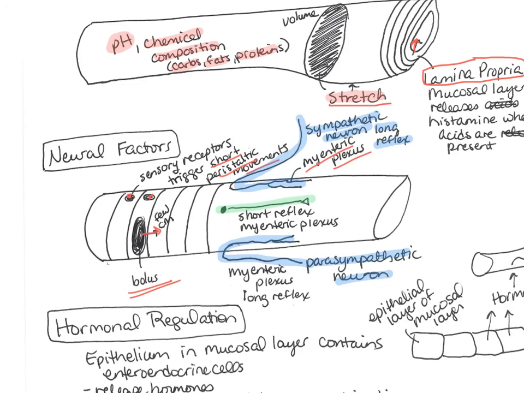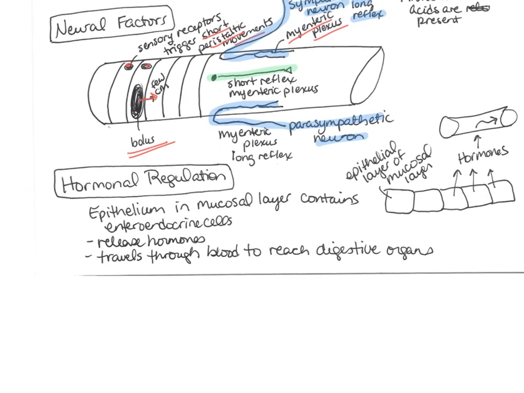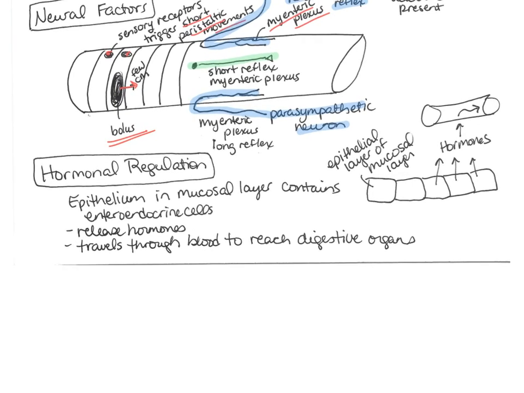The last way that the GI tract is regulated is through hormonal regulation. And in hormonal regulation, there are digestive hormones that can either enhance or diminish the sensitivity of the smooth muscles. The hormones are produced by enteroendocrine cells, which I told you were cells that were in between those simple columnar cells in the GI tract. And those hormones that are produced by those enteroendocrine cells are released into the blood, and then they travel a very short distance to reach their digestive organs.